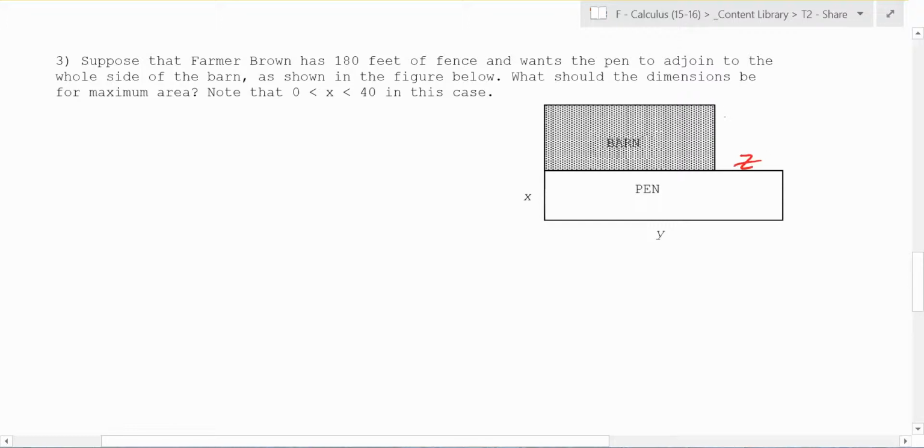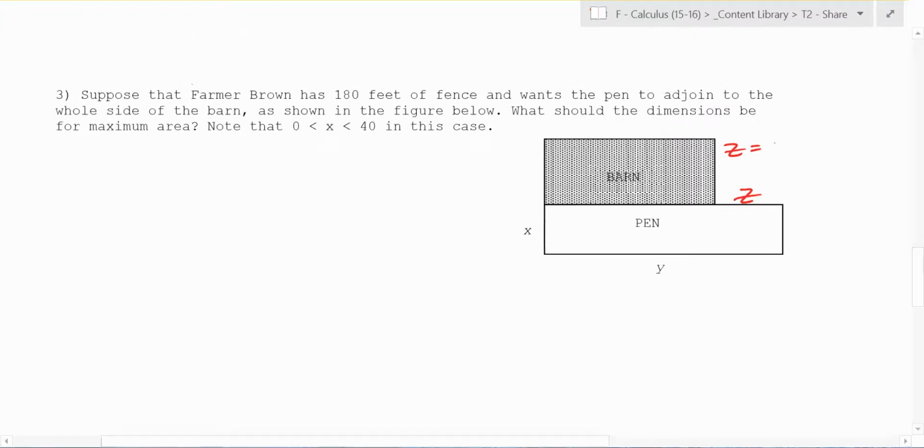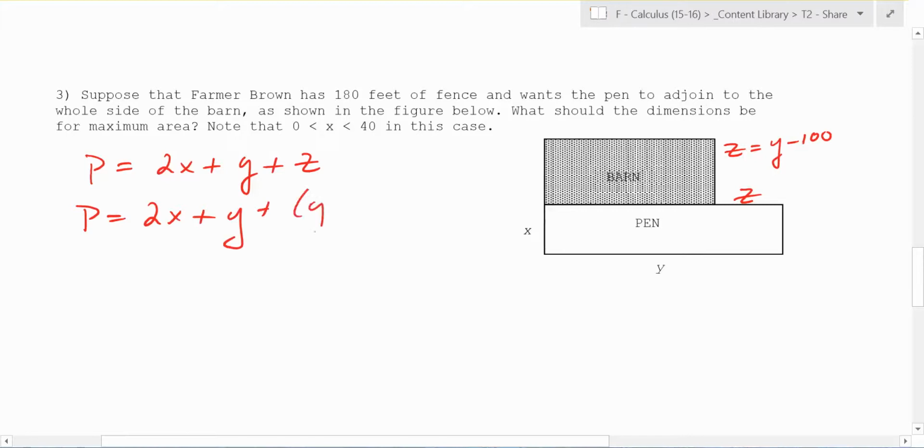People put a z there, but you know that z is going to be equal to what? Y minus 100. So you know the perimeter of fencing, so the amount of fencing this Farmer Brown has, the perimeter is equal to 2x plus y plus z. So if you replace that z, you get 2x plus y minus 100. But what is the perimeter for fencing? Like, this is the fencing we have right here.